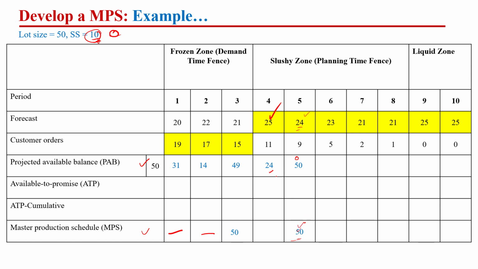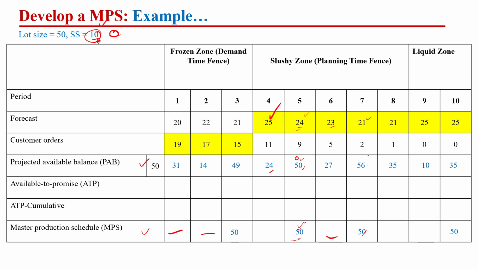Okay, now we have 74 minus 24 is 50. Then with the help of this 50 minus 23, we have 27, and there is no MPS. 27 minus 21 is going to be 6. So that means that is less than the safety stock, so we have to produce over here, which is the 50 units. So that means 27 plus 50 is 77, minus 21 is going to be 56. Similarly, for periods 8, 9 and 10.